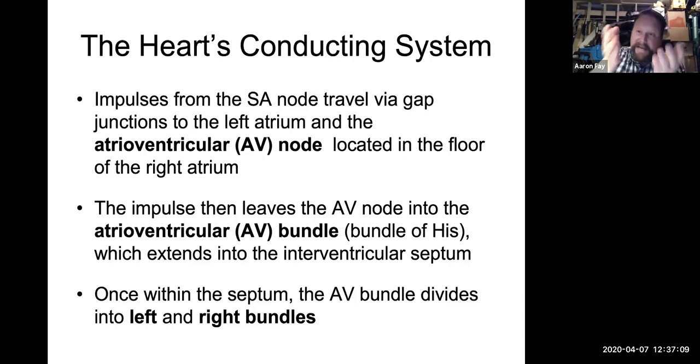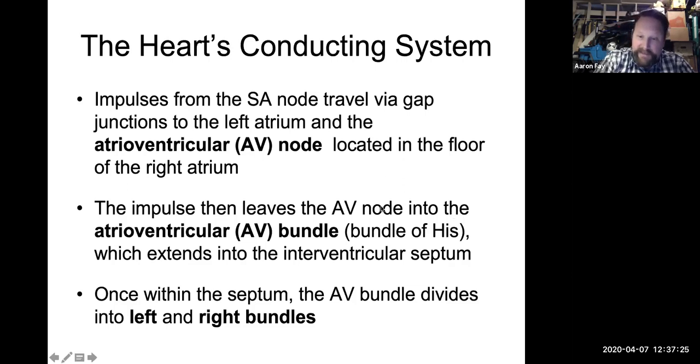Now, as it expands from the top of the right atrial wall, those potentials will then hit a second area called the AV node, the atrioventricular node. And what this is going to do, it's going to receive the signal that was started back at the SA node, and it is going to transfer that signal to a structure called the AV bundle.